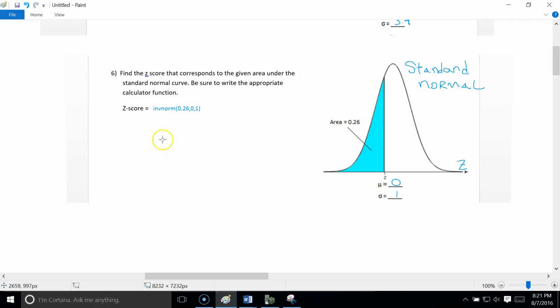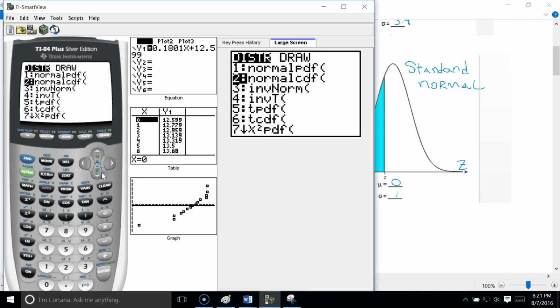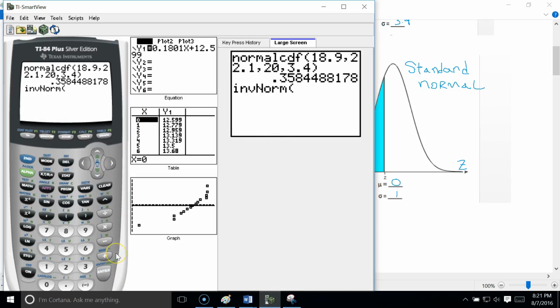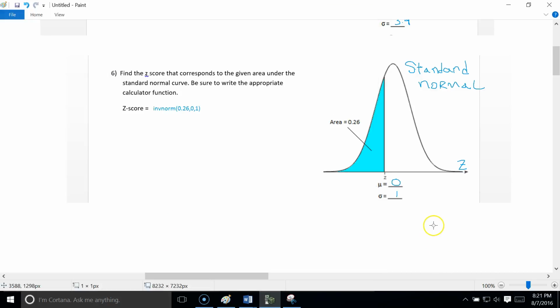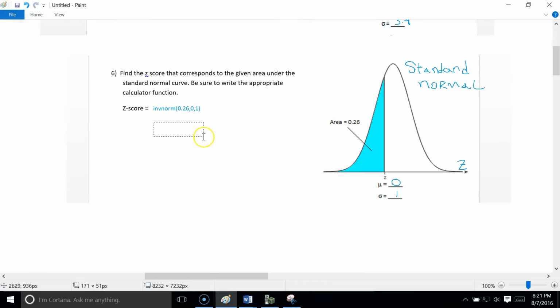Okay, so let's use our calculator to find the answer. Distributions, invnorm, 0.26, comma 0, comma 1, close parentheses, enter, and I get a negative 0.6433. Going back over here, the answer is negative 0.6433.